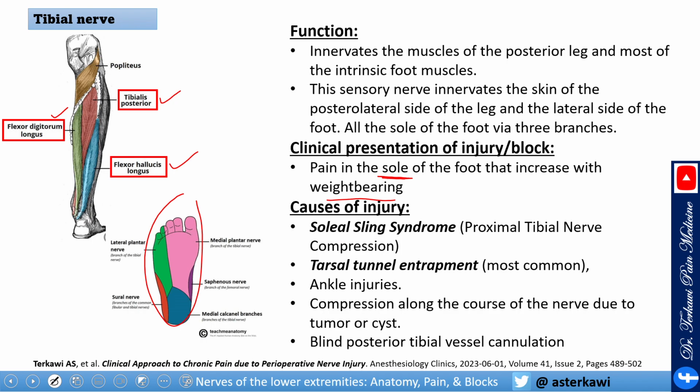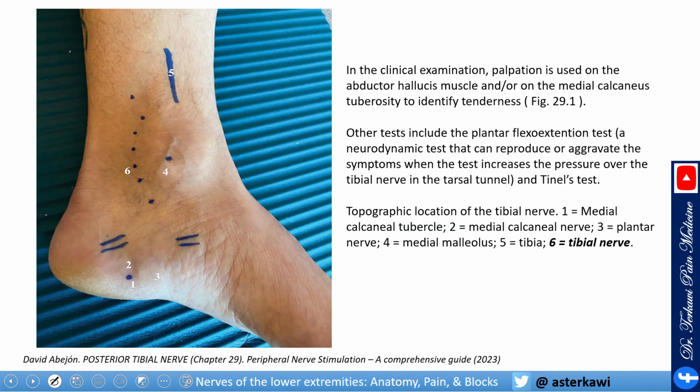Then you have the tarsal tunnel entrapment, which is probably the most common cause. You have any ankle injury or surgery, compression along the course of the nerve due to tumor or cyst, and blind posterior tibial vessel cannulation. So when you examine for entrapment, you feel the medial malleolus here, and just behind it you will walk over the tibial nerve. Palpate on that level, and you palpate over also the branches.